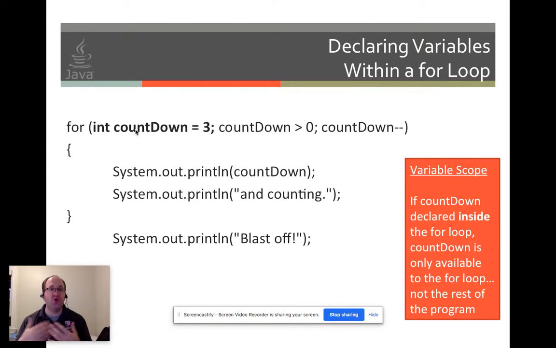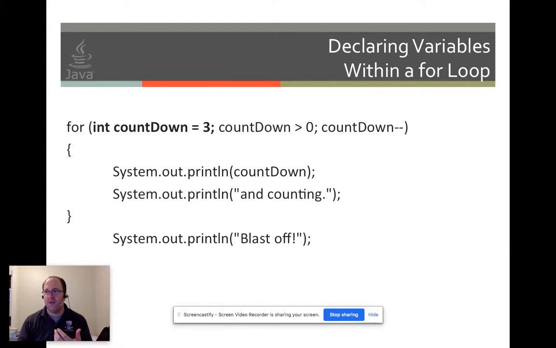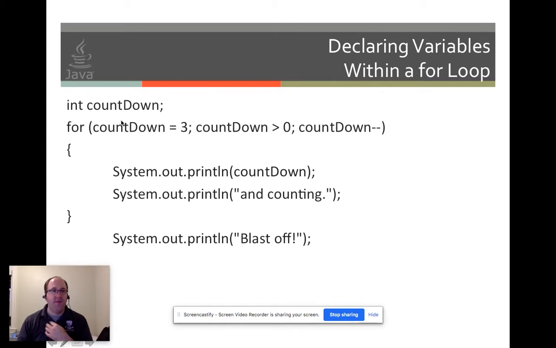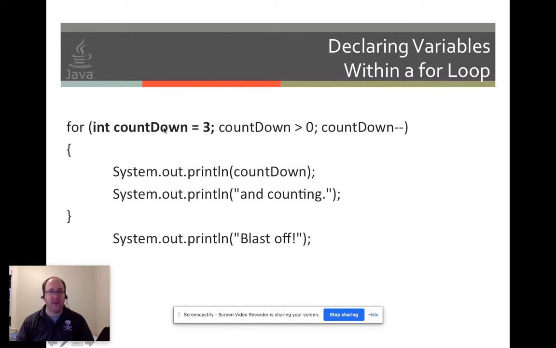If you want to use that variable somewhere else in the program, you are going to have to declare it like we did here. Because countdown is declared outside the for loop, it's now available before the for loop, to the for loop, and after the for loop. It's available in the entire program. Okay. If you declare it inside the for loop, it's only available while the for loop runs.